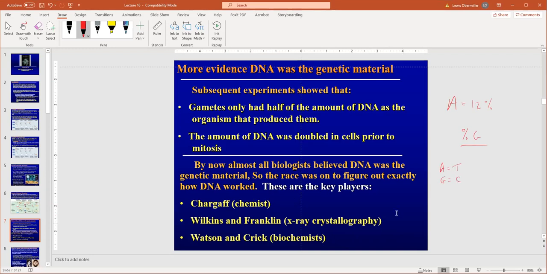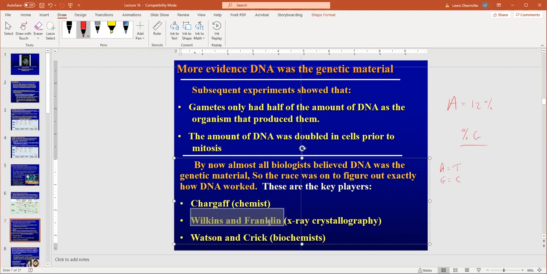And you guys did that in the last lab. Whenever you did the gene expression lab, you had to do that, match the A's and the G's and the C's and the T's. You should know who Rosalind Franklin is, that she did the X-ray crystallography, and you should know who Watson and Crick are.